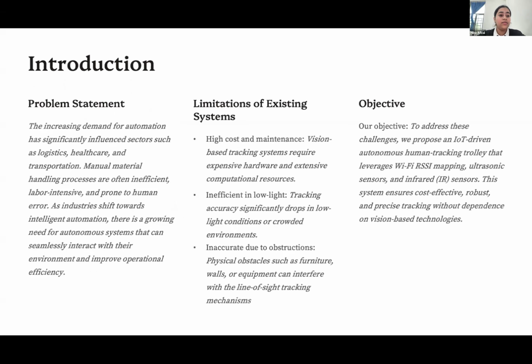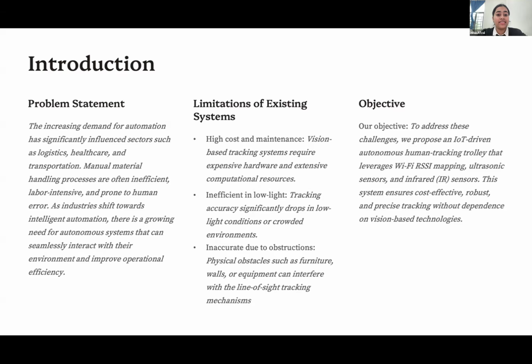Now, the problem statement. The increasing demand for automation has significantly influenced sectors such as logistics, healthcare, and transportation. Manual material handling processes are often inefficient, labor-intensive, and prone to human error. As industries shift towards intelligent automation, there is a growing need for autonomous systems that can seamlessly interact with their environment and improve operational efficiency.